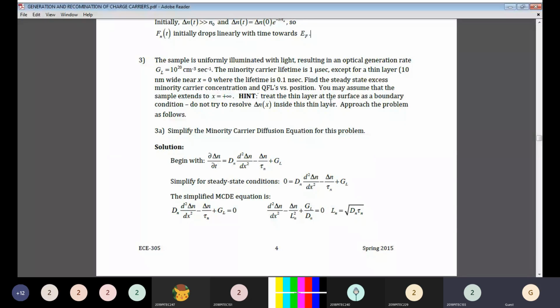Treat the thin layer at the surface as a boundary condition. Do not try to resolve delta n of x inside this thin layer. You approach the problem as follows.